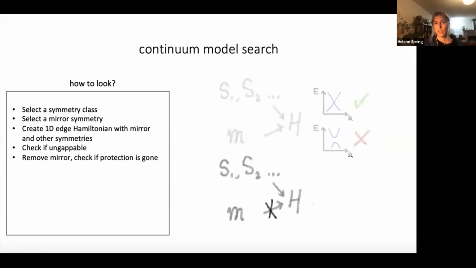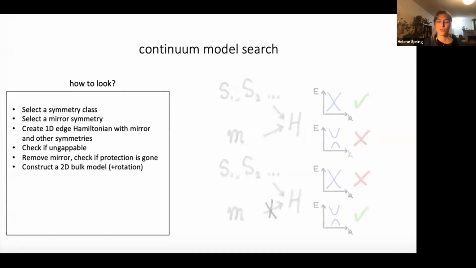we only use the other non-spatial symmetries. The reason we do this is to check if the model is now gapped, because that indicates that mirror symmetry was necessary to protect the modes. If it stays gapless without mirror symmetry, then mirror wasn't required to protect the topological phase, which is not what we're interested in.